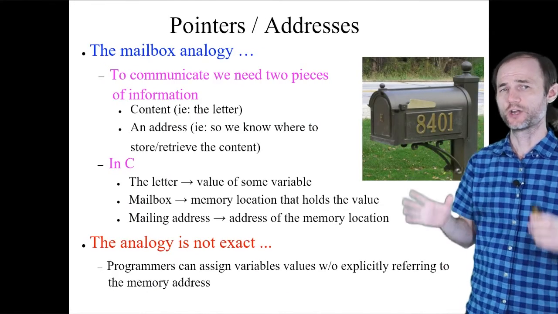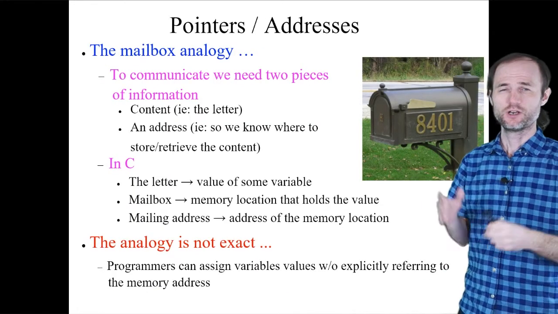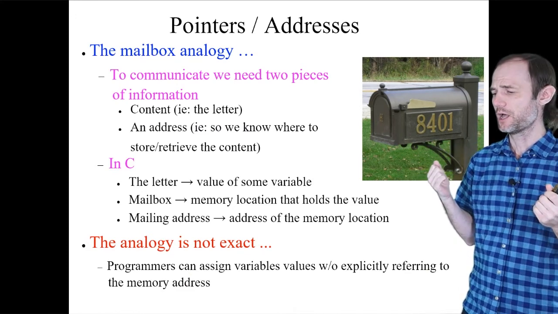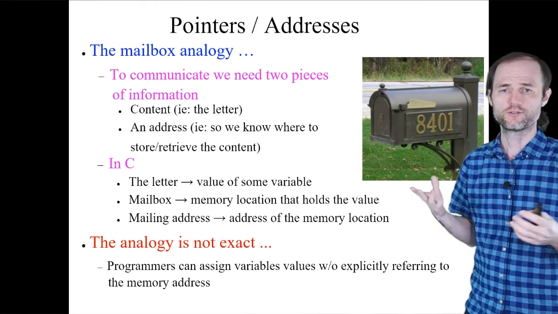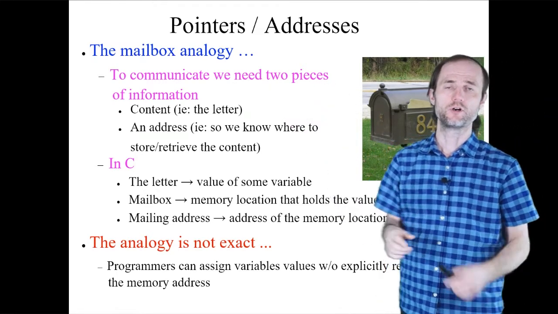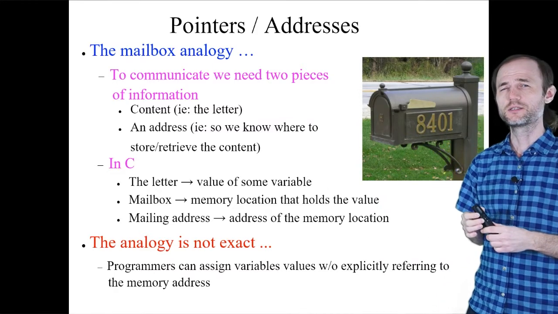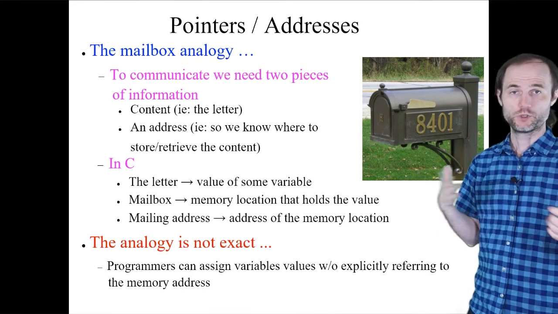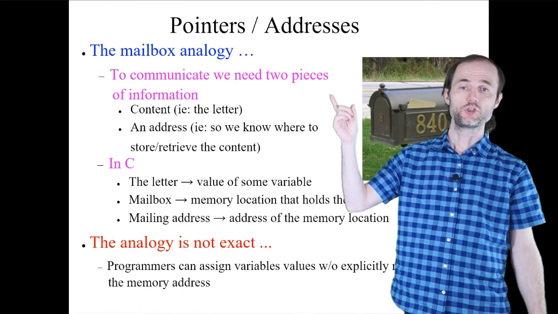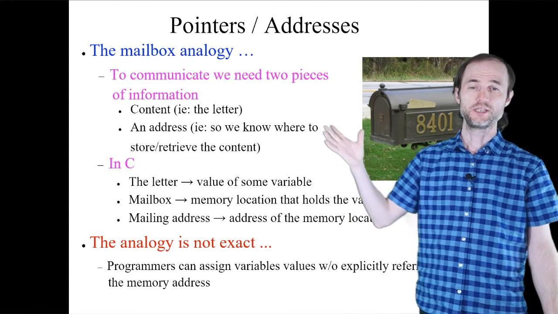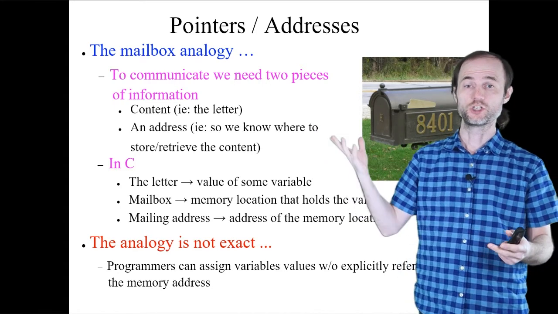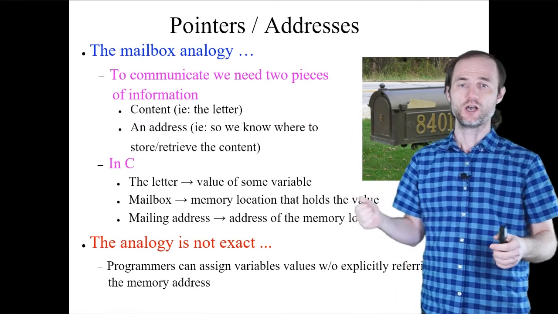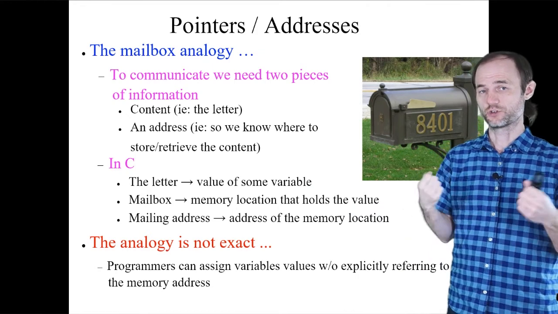So let us try and make an analogy, pointer and address in terms of real life. One way to think of pointers and addresses is the mailbox analogy. Let's say we would like to communicate with each other, and for that we will need two pieces of information. We would need the information content, which is the letter, and we also need an address where to get that letter and retrieve the content.